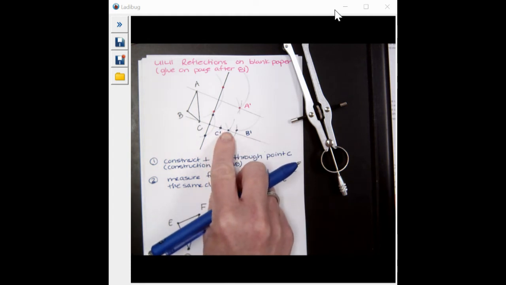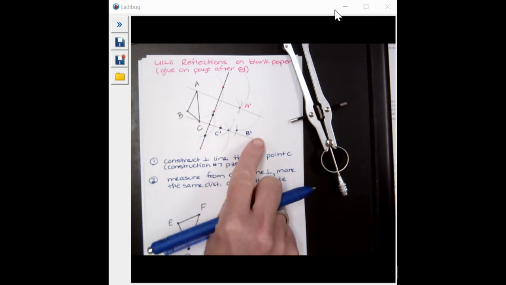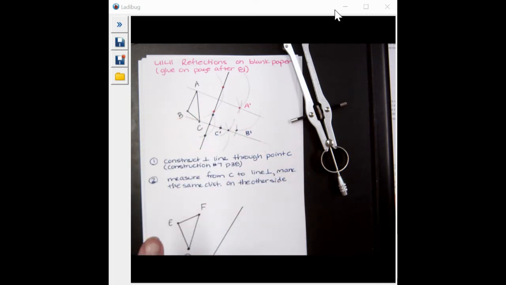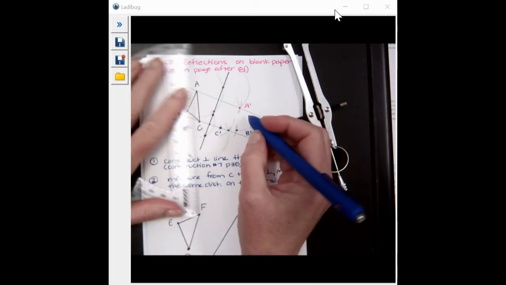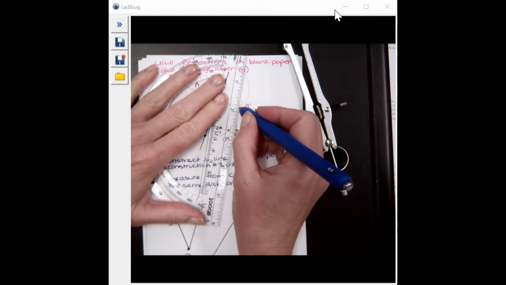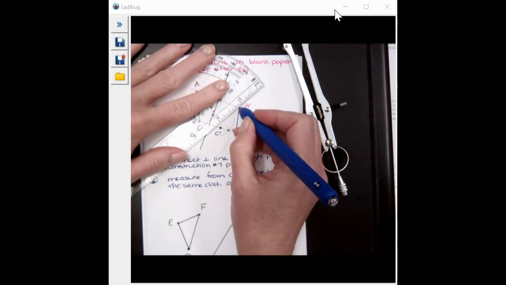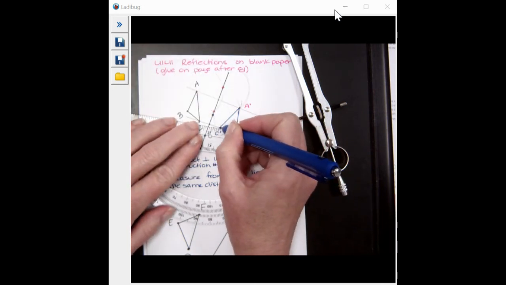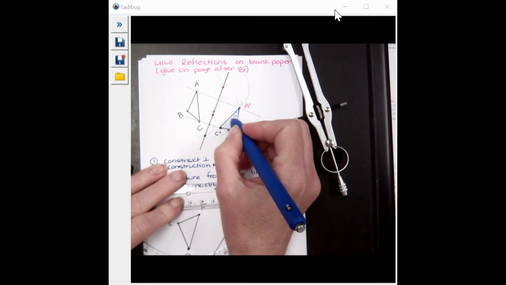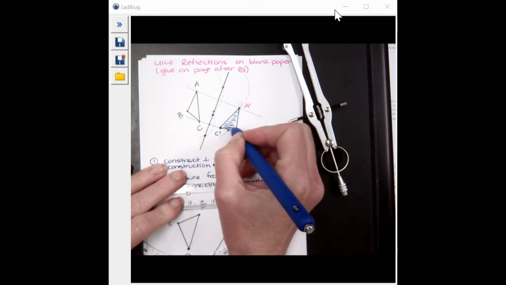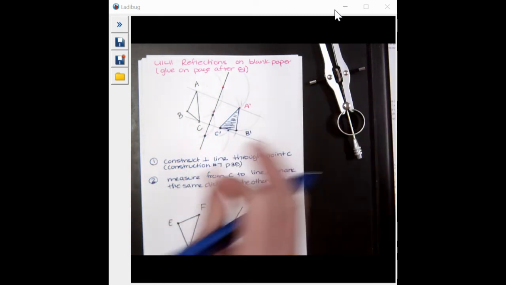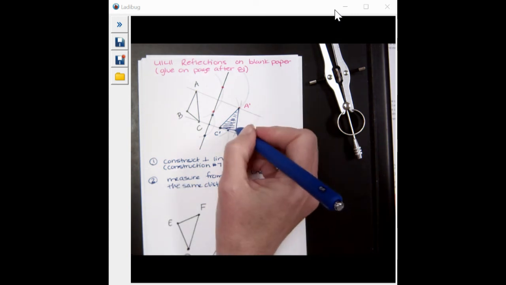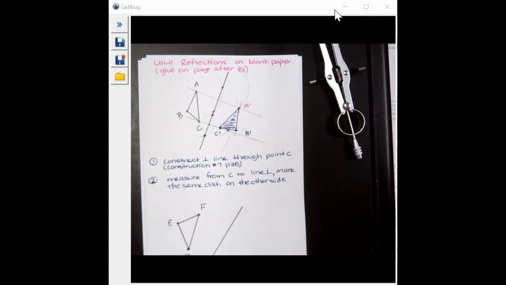Remember, this initial intersection point is not part of my triangle. This was so I can make my perpendicular line. So now I'm going to connect my A prime to my B prime, my A prime to my C prime, and my B prime to my C prime. And I'm going to get my reflection across my line.